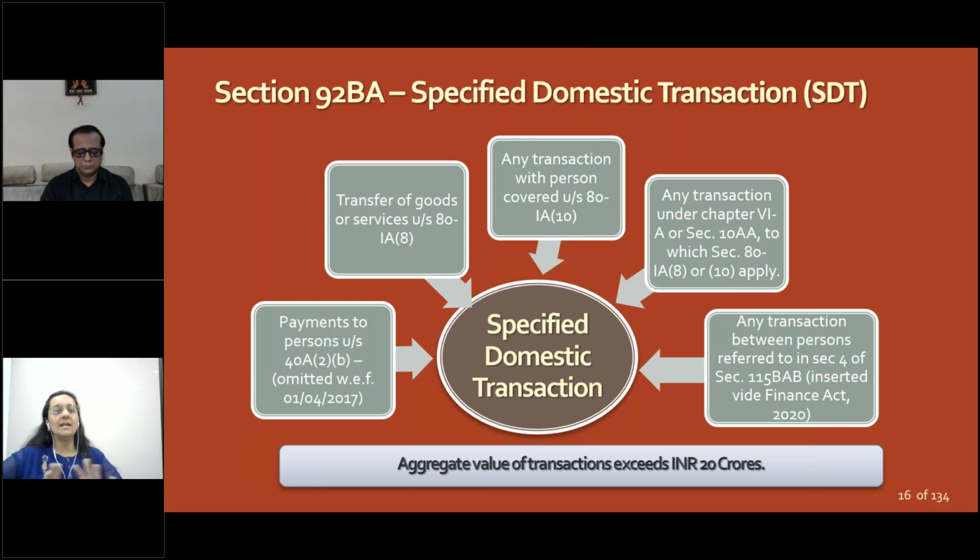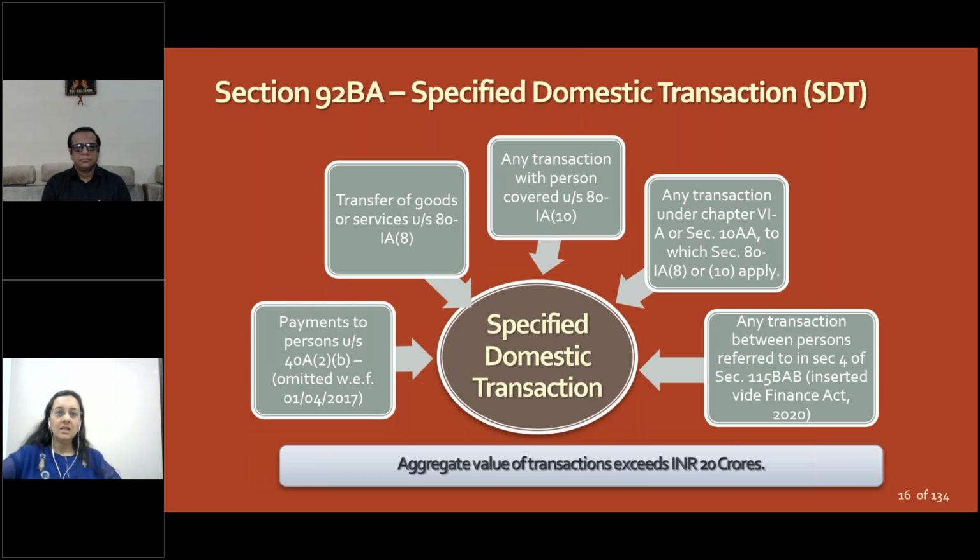Here we are still just setting up the terrain in which arm's length price has to be computed. We are still seeing who is covered, what are the transactions covered, who is the entity that's covered, before we actually get into determination of arm's length price. So what is an SDT?